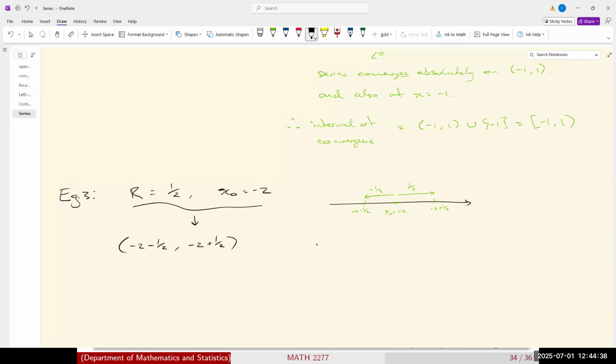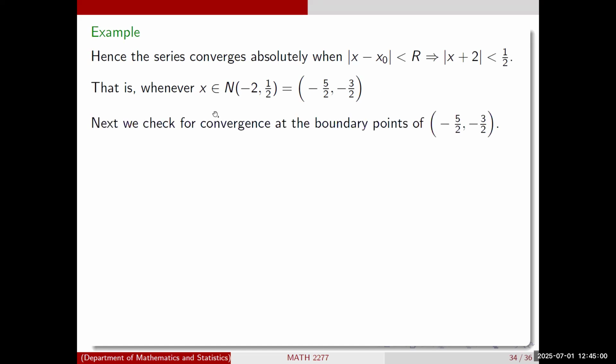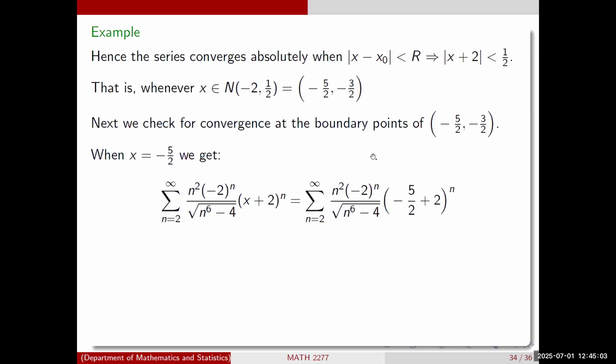And so this is minus 5/2, minus 3/2. Okay, so that's what we are after. So for any x value you give me inside of this interval, it will converge absolutely. Now, what about the endpoints? Okay, so take x values at the endpoints.